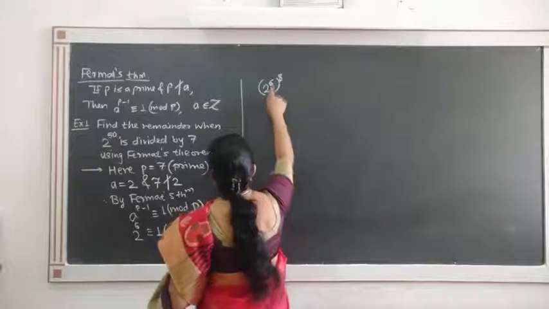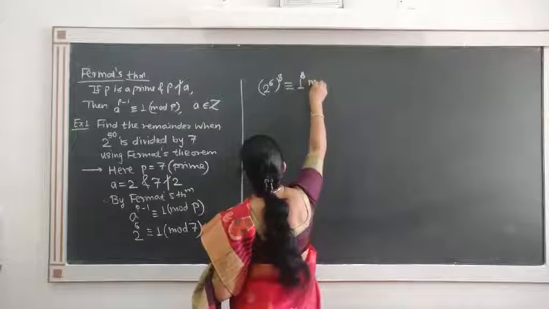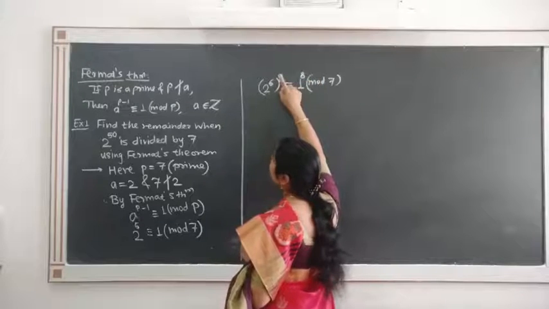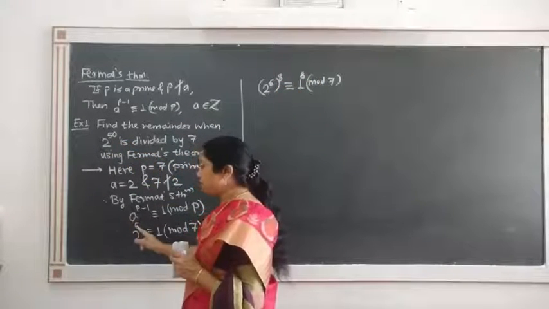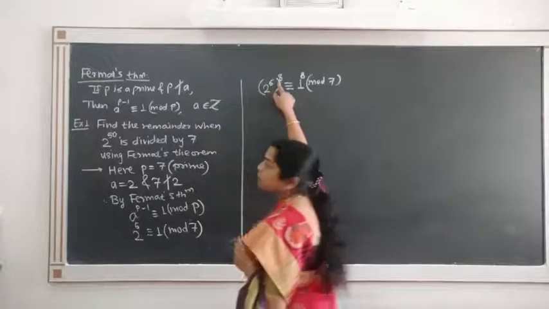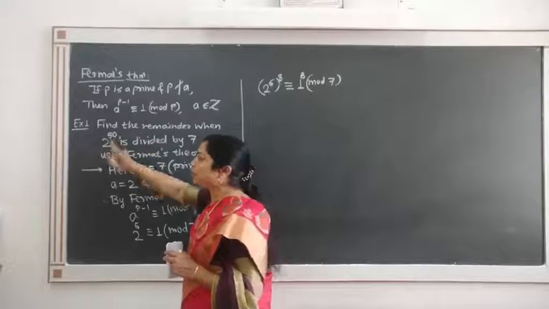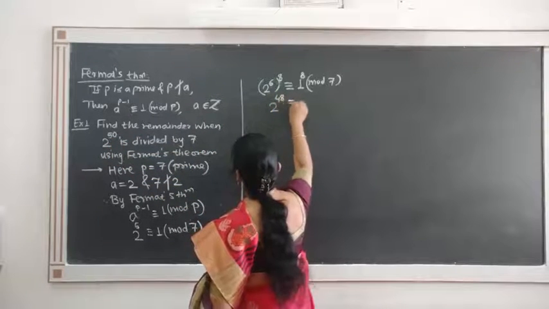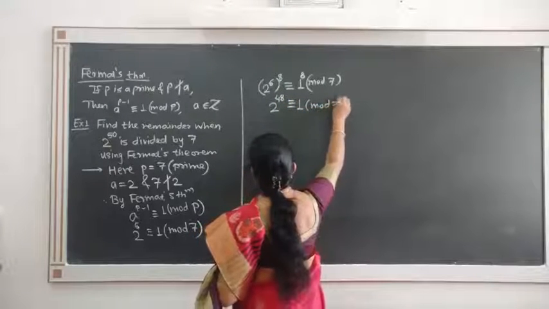So we have 2 raised to 6 raised to 8 is congruent to 1 raised to 8 modulo 7. We search for the power which is nearer to 50, because 6 multiplied by 8 is 48 and 48 is very near to 50. So we take 2 raised to 48 is congruent to 1 raised to 8, which is 1, modulo 7. This is equation 1.